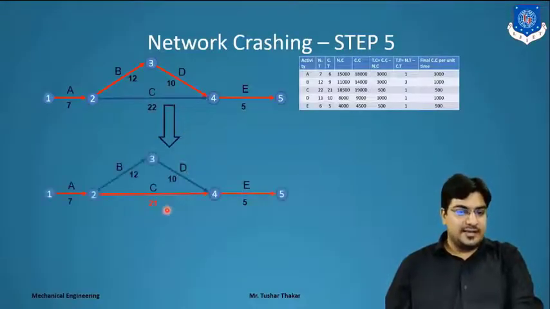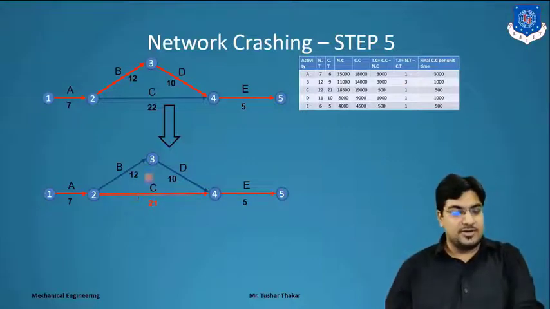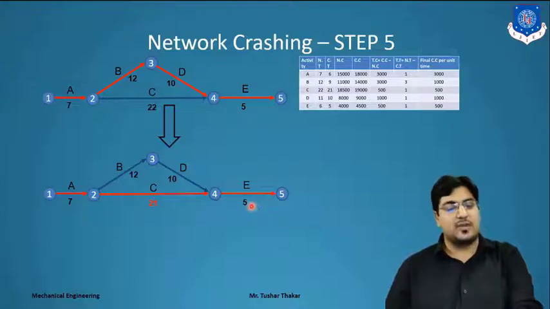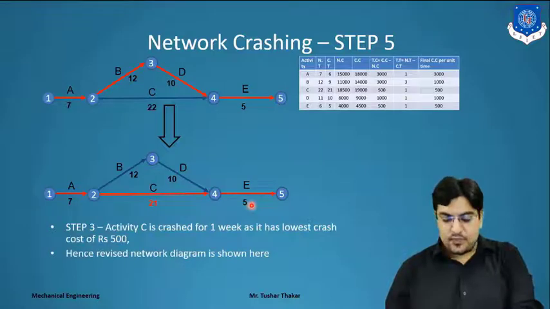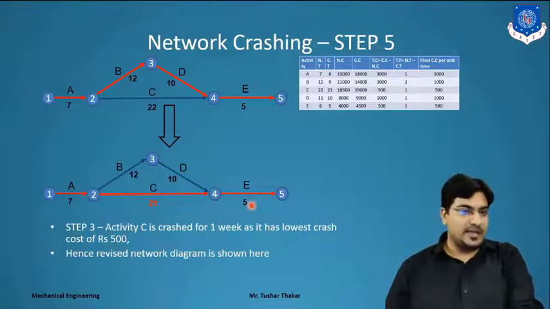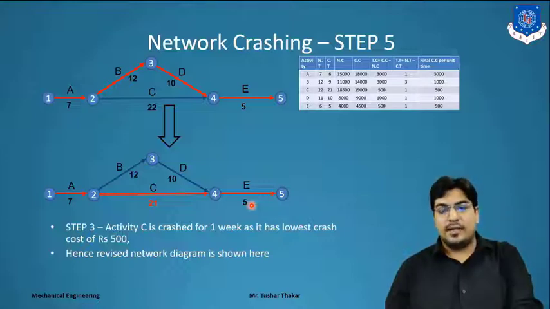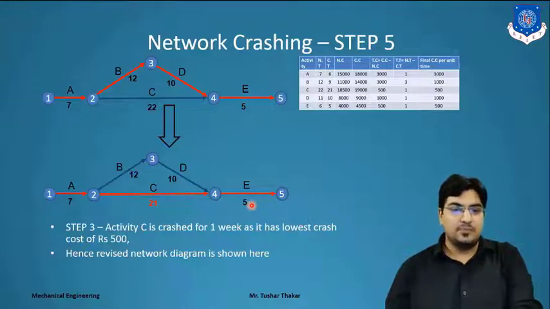Right. So for activity C, we reduce C from 22 to 21, because only 1 week reduction is possible there. So we get the new critical path ACE, and the timing for that critical path is 21 plus 7, that is 28, plus 5, that is 33 weeks. So we reduce the project to 33 weeks from 36 weeks. Now we can't do any more crashing because we have reached the limited amount of 2000 by crashing the network.